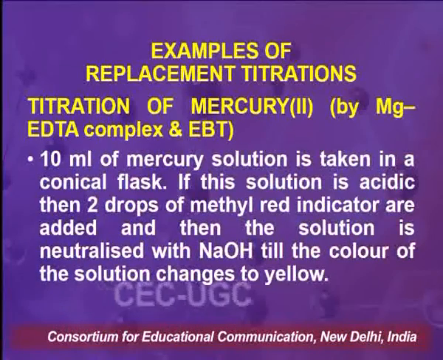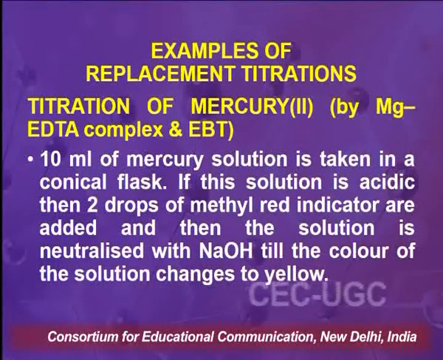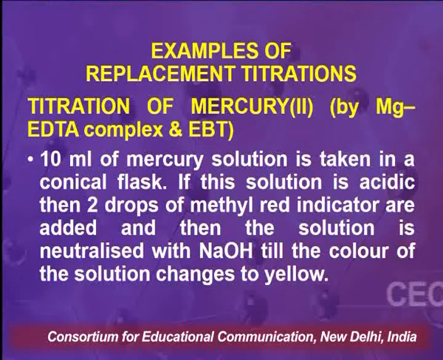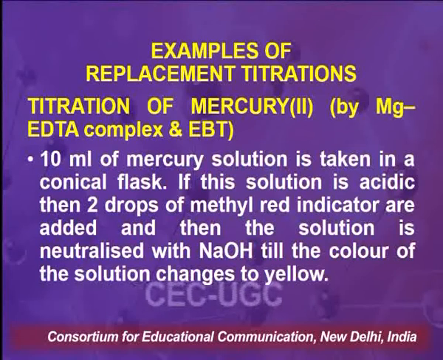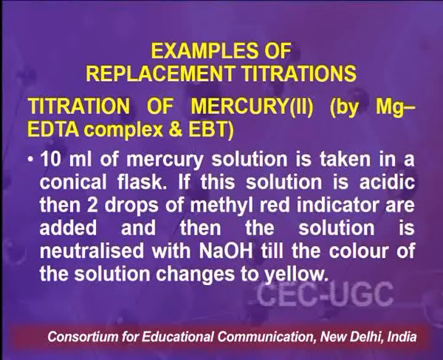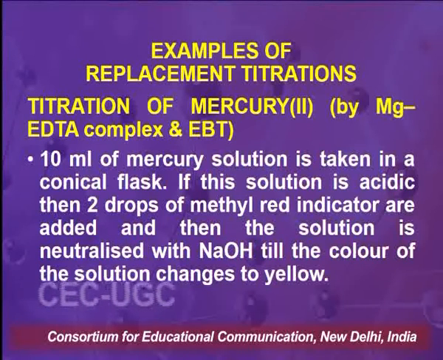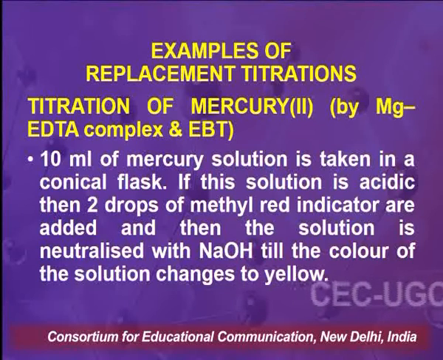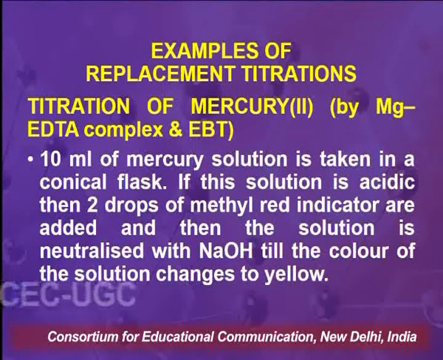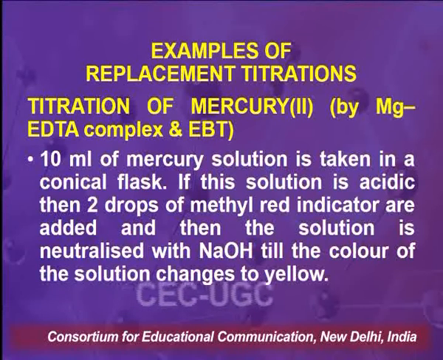Another example of a replacement titration is the titration of mercury ions, or mercurous, by magnesium EDTA complex using eriochrome black T as the indicator. In this case, 10 ml of mercury solution is taken in a conical flask. If this solution is acidic, then 2 drops of methyl red indicator are added, and then the solution is neutralized with NaOH till the color of the solution changes to yellow.